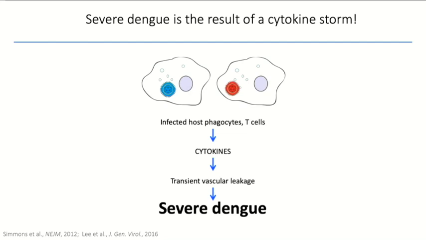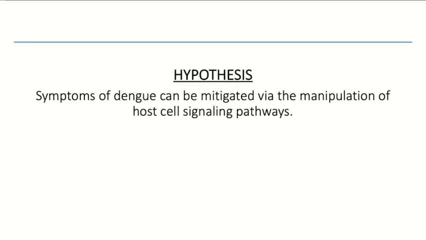What we don't know is how the relatively regulated and self-resolving host immune response that characterizes dengue fever can become the unchecked cytokine storm that we see in cases of severe dengue. To be exact, we don't know what host signaling pathways become dysregulated, and also the mechanistic details of how these pathways become dysregulated. This is what I've tried to understand during the course of my research, and this leads me to my hypothesis that symptoms of dengue can be mitigated via the manipulation of host cell signaling pathways.